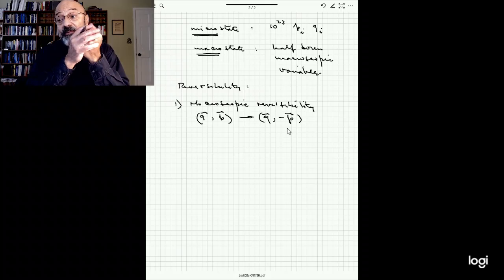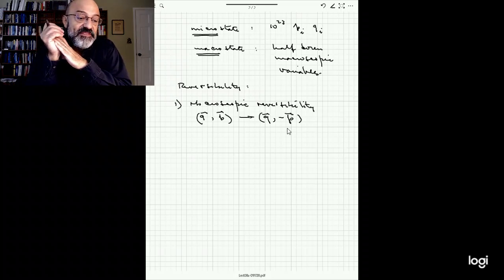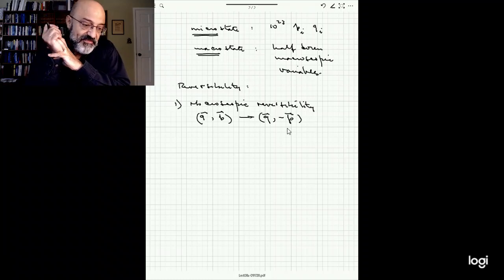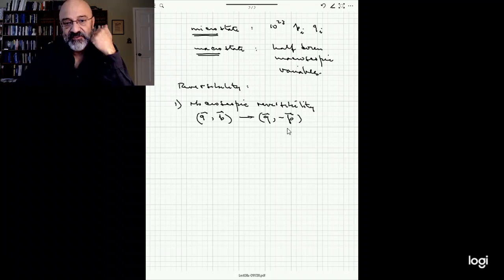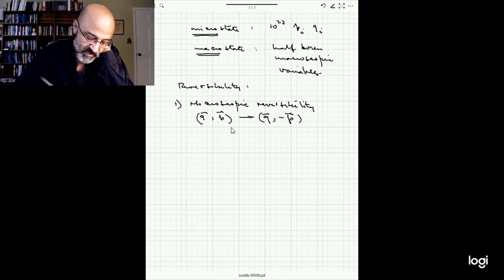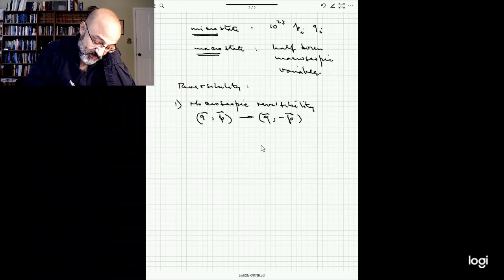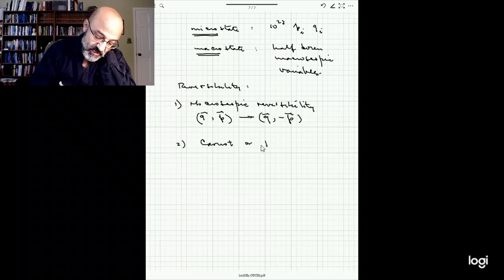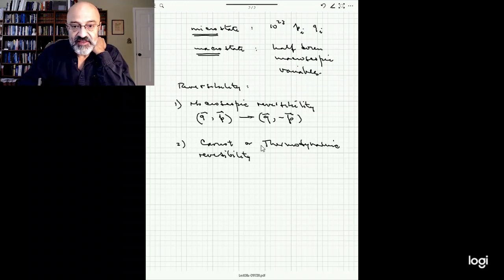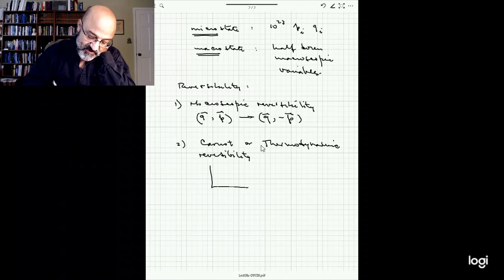So for example, when people talk about the time reversal invariance of the fundamental equations of physics, that time reversal refers exactly to this transformation in which you change P to minus P. The other type of reversibility is called Carnot or thermodynamic reversibility, and it refers to retracing in the space of macro states.